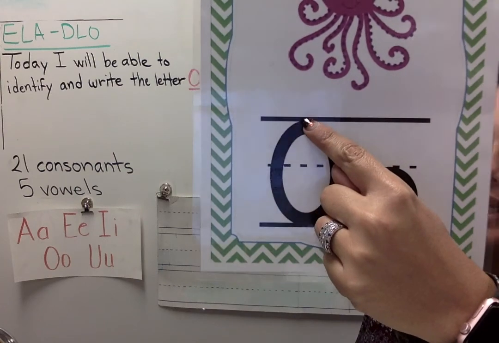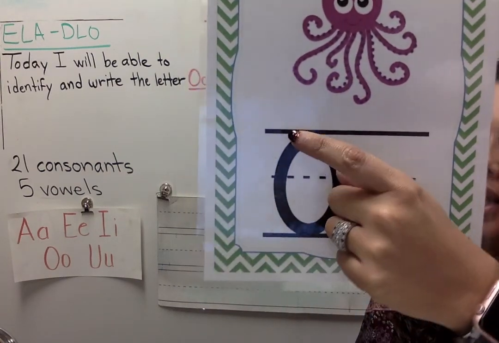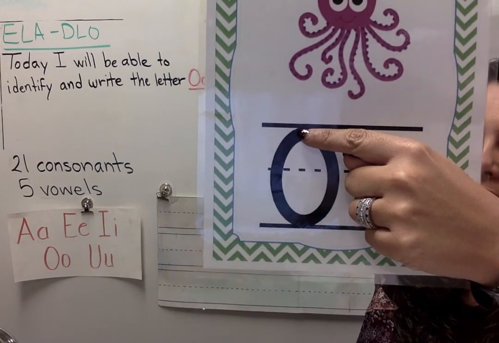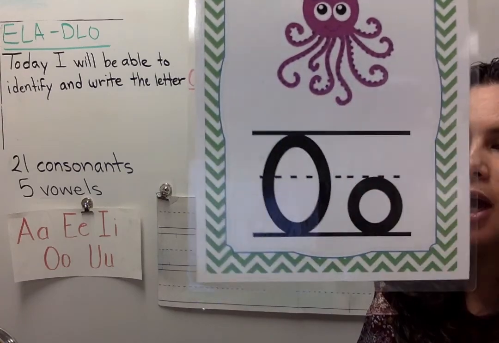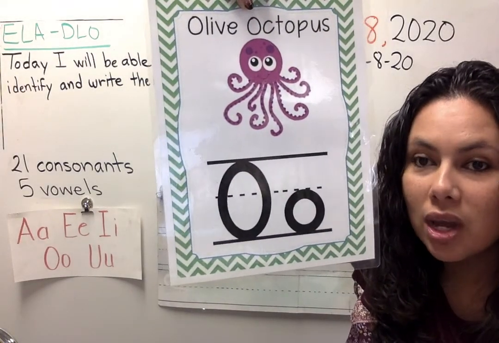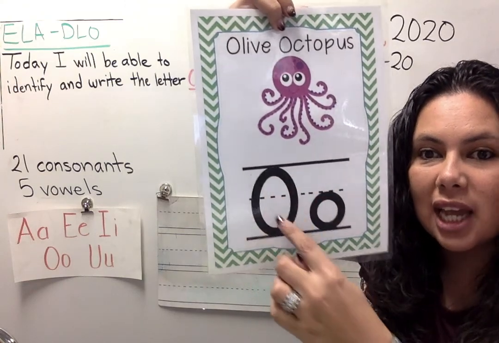So if we bring it up here, you guys use your best pointer finger and you're going to trace it. So we're going to go around just like that. If you pay attention, it starts at the very top and it comes all the way to the bottom and goes all the way back up to the top. That's a capital O. Now with the lowercase, so it kind of looks like an oval, huh?